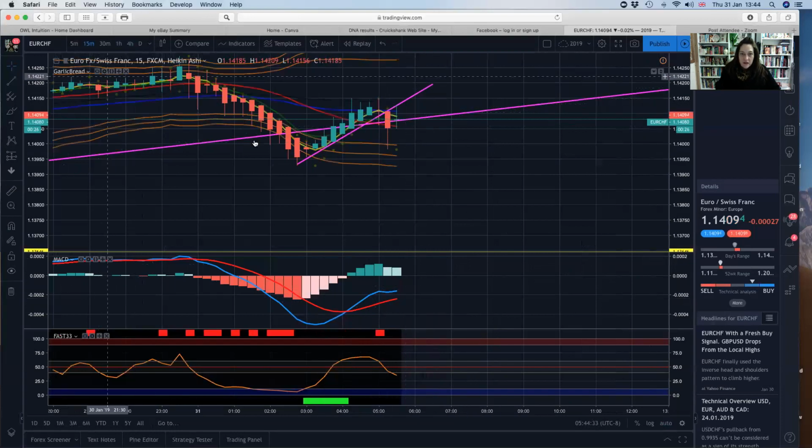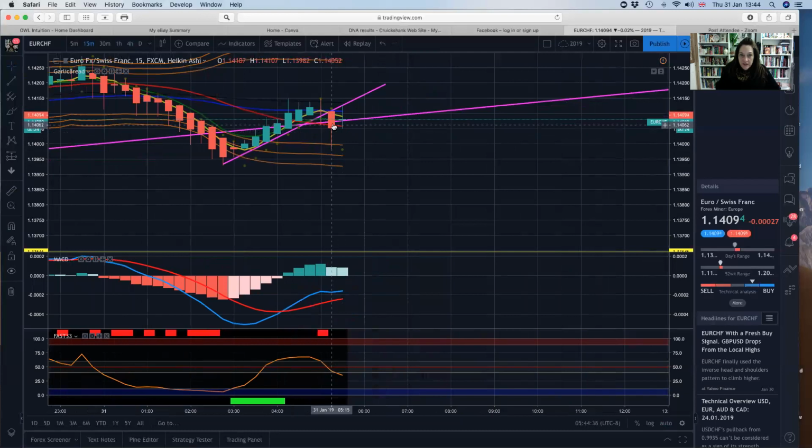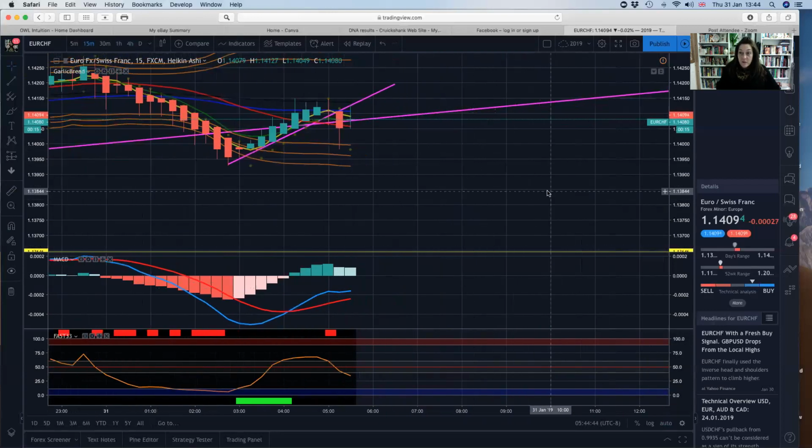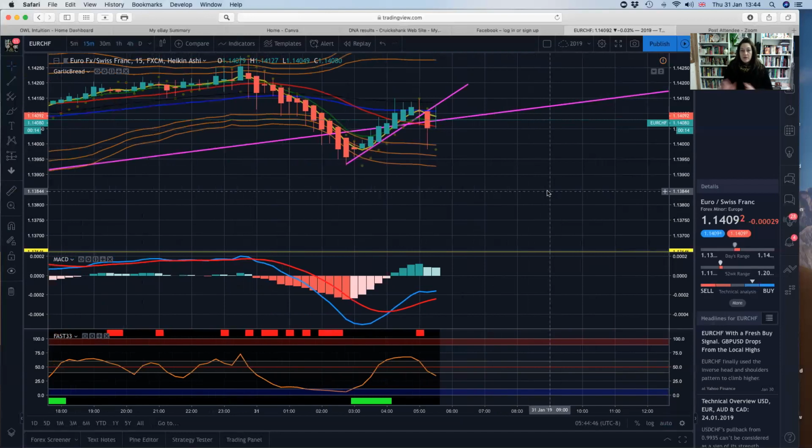We have not yet got garlic bread on the 15-minute. It's still red under green. We want the red to go above the green, and this is kind of a little bit in the middle. But this is on my watch list now. This is one that I would keep an eye on and wait. You can even set an alert if you want to.